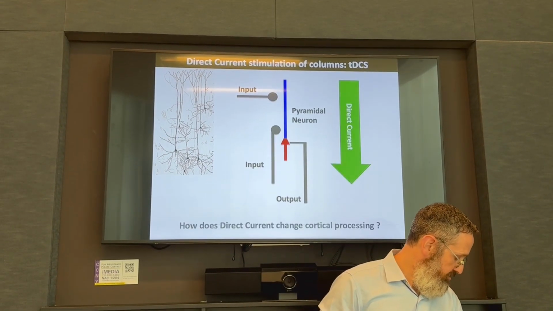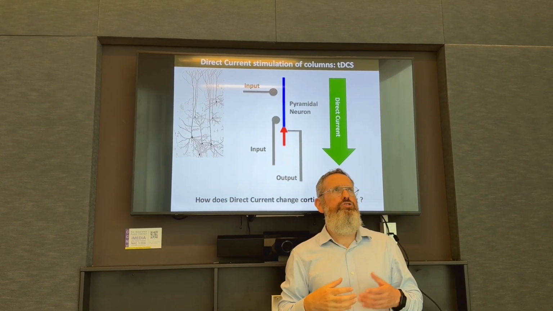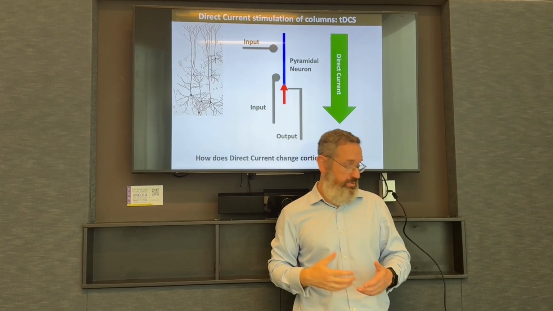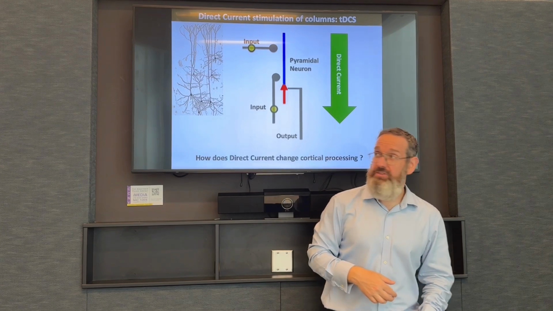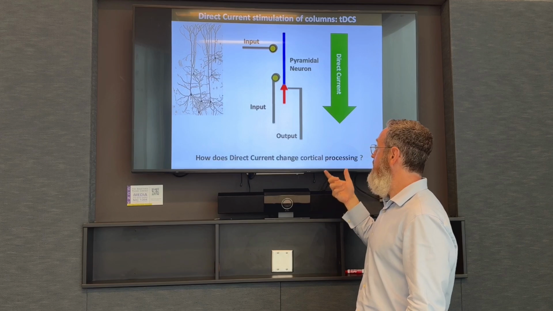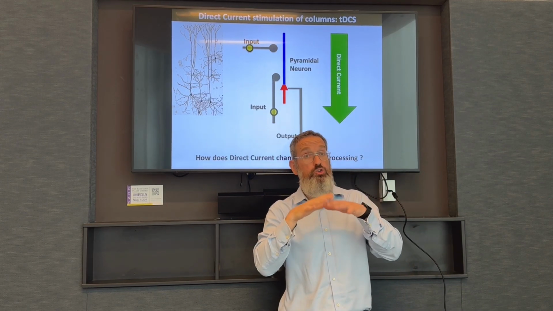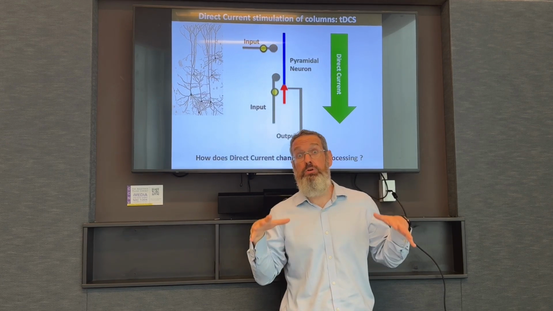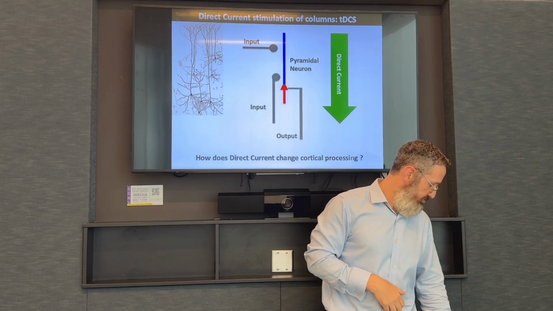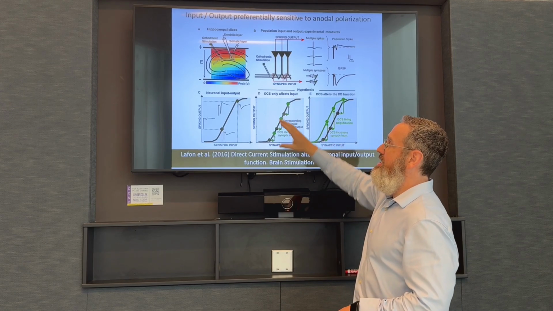And so again, the operational question for us is, when there is direct current stimulation, do we change how that cortical column is processing input or not, right? So that's this question right here. How does direct current, tDCS in this case, change cortical processing? So I think that is a very good way to frame this question in general to understand how tDCS works, but also to address this question of mixed polarization. Okay, so this is one example of how we assess this issue.